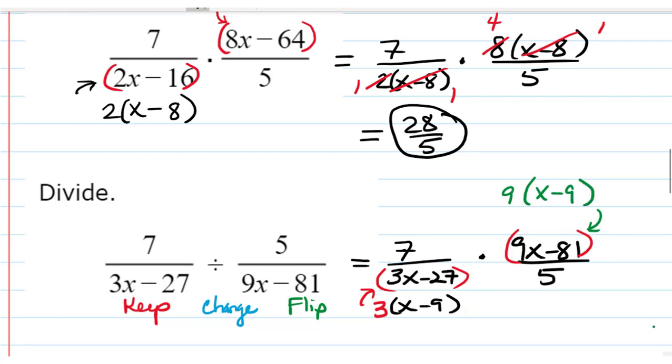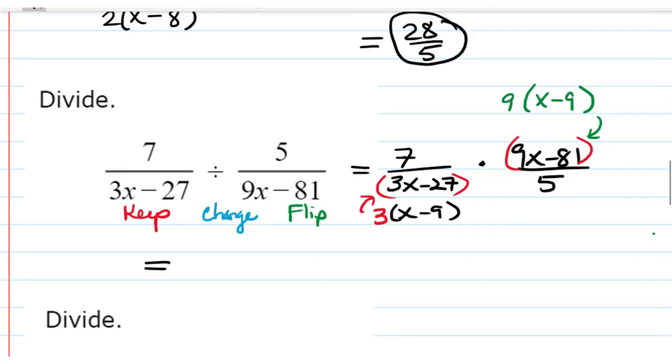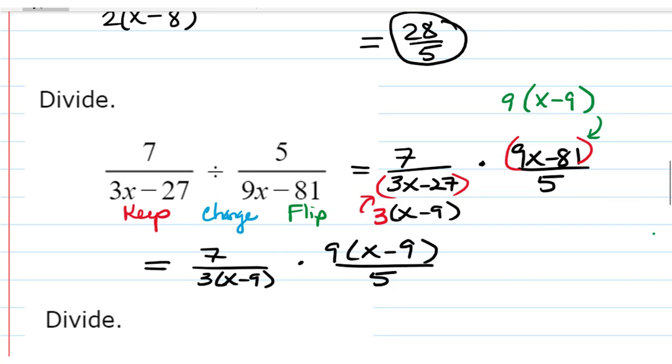Let's rewrite what we have so far and see if we can do any reducing. This is equal to 7 over 3 times x minus 9 times 9 times x minus 9 divided by 5. So let's see if we have some common factors. Well, 3 and 9 do, right? 3 goes into 3 one time, 3 goes into 9 3 times. And then x minus 9 divided by x minus 9 just leaves behind a 1.